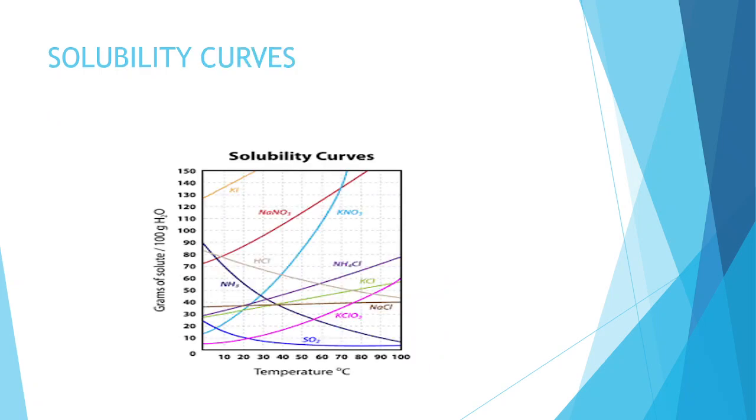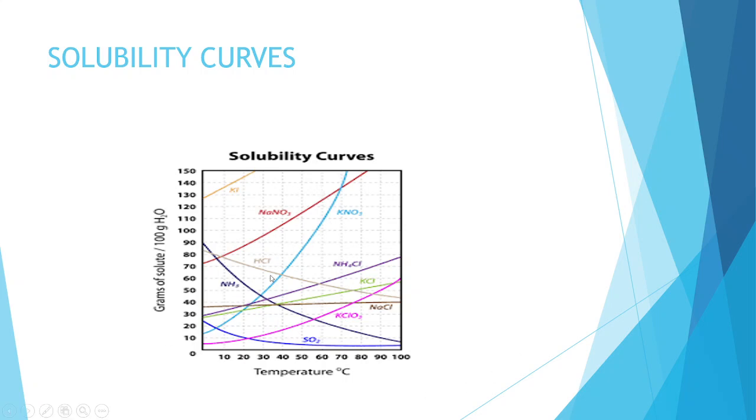This is the solubility curve. In this case, temperature is taken on the x-axis, whereas solute concentration is taken on the y-axis, that is grams of solute per 100 grams of water. Depending on the substances, there are changes in the solubility. In some cases solubility decreases when you increase the temperature, and for certain products, when you increase the temperature, there is an increase in the solubility.